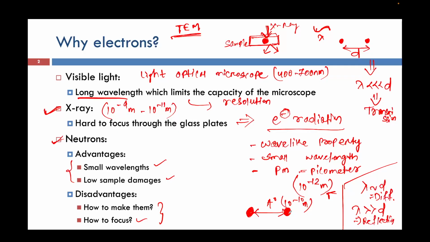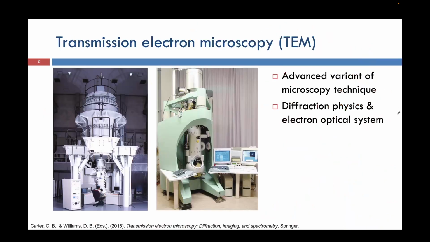is in the order of angstrom. That means if we want to use electrons to view the atoms in our material system, we will be able to see them. And how will we be able to see them? By the process called transmission. That is why the electron microscopy which we are going to use now is known as transmission electron microscopy. There are different companies which make this transmission electron microscopy.